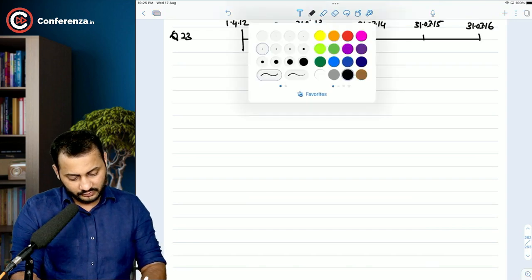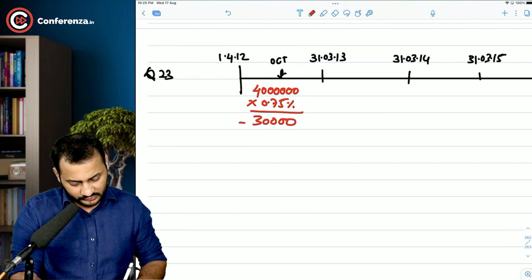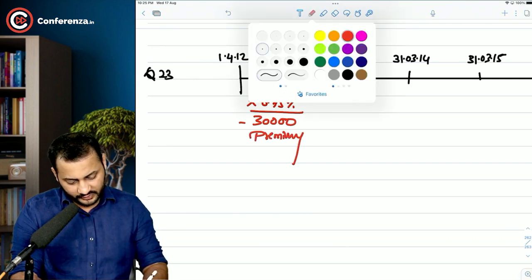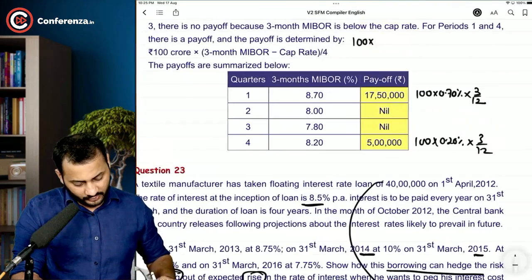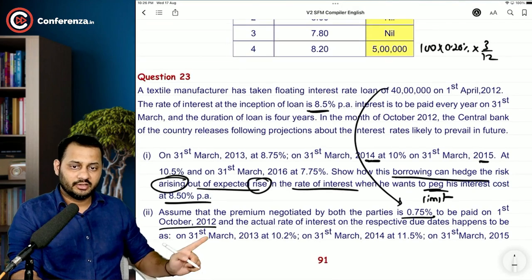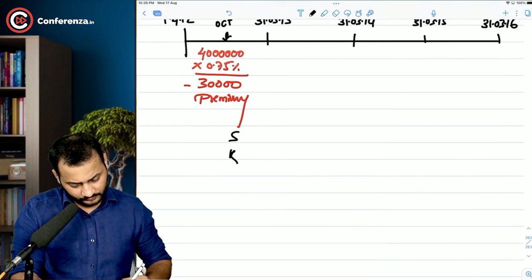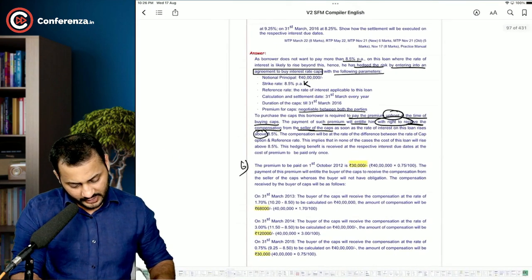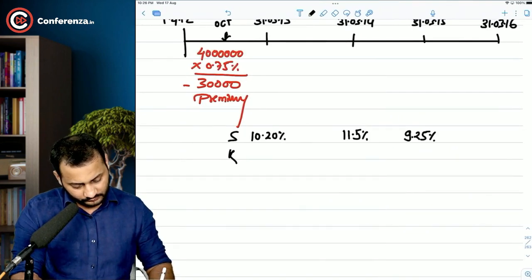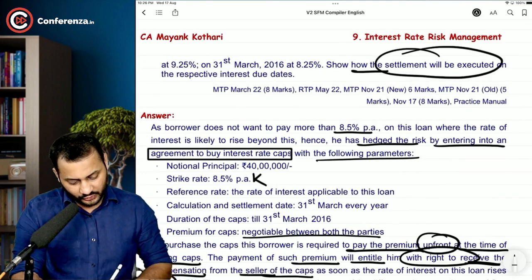Now let me just show you what has happened. First of all, you paid the premium on this date. 40 lakhs multiplied by 0.75%, 30,000 outflow of premium. Afterwards, the spot rates are given here and this is the strike rate. We will compare every time. Spot rates are, let's take the spot rates once again. 31st March 2013, 10.2%, 11.5%, 10.2%, 11.5%, 9.25 and 8.25. Okay. Show how the settlement will be executed on the respective interest due date.